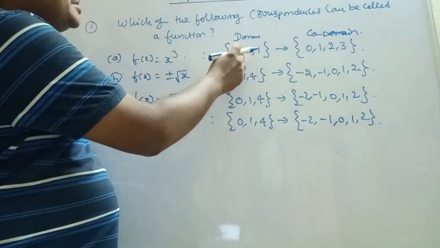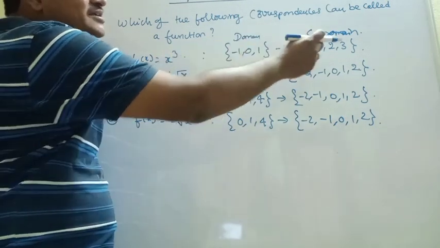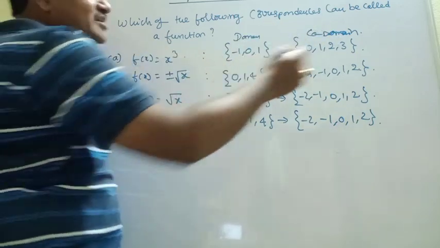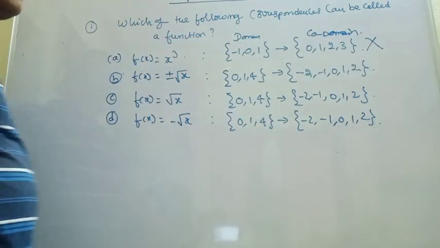Suppose I take -1. Now -1 whole cube is -1, which is not present in the codomain, therefore it is not a function. We can see that first itself.